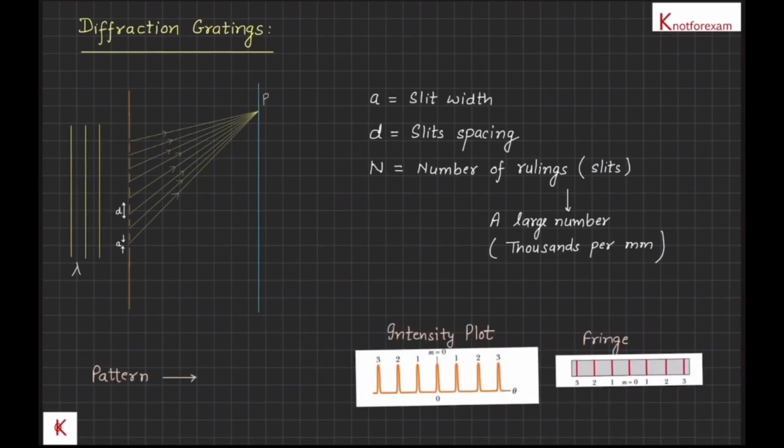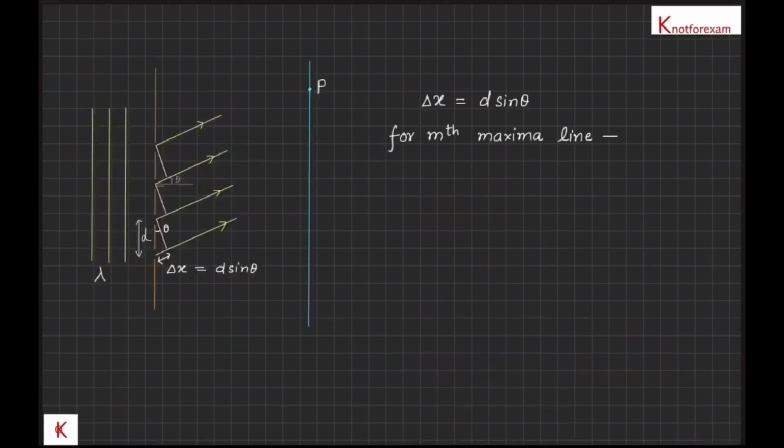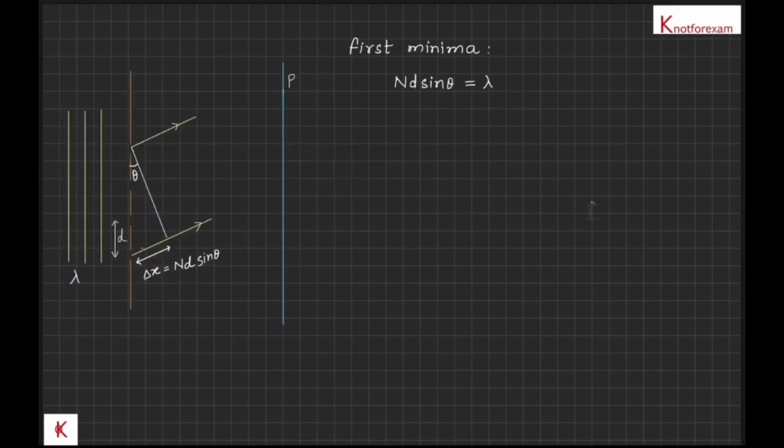Now take a look at the following diagram to find the position of the mth maxima line. For the mth maxima line, the path difference between waves from two successive slits must be equal to m lambda. Therefore, the path length difference delta x, d sin theta, will be equal to m lambda for the mth maxima line. And to find the location of the first minima, we can use the same reasoning as that for a single slit if the number of rulings n is very large.